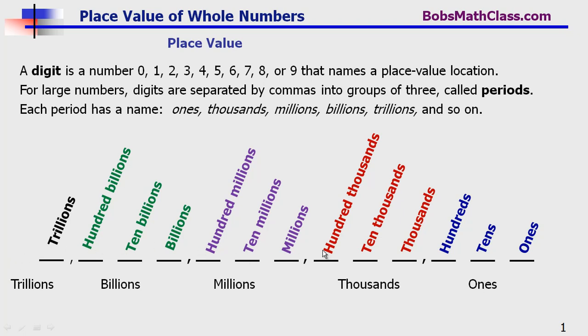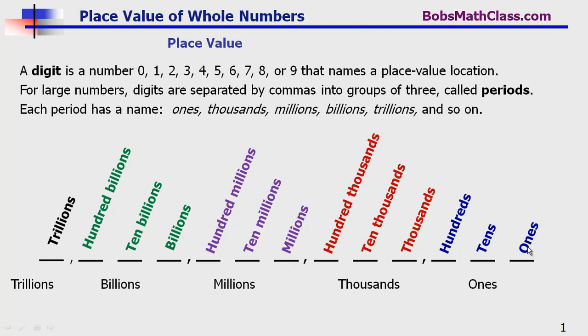So take a second and pause the tape and make sure you write down this chart. You want to have it memorized. You want to know that the fifth place from the far right, 1, 2, 3, 4, 5, is the 10,000s place. And you want to know that the 7th place is the millions.